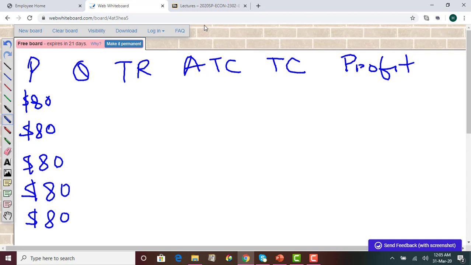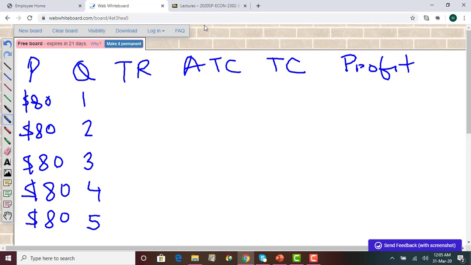Then we are given the quantity. Let's say I am the farm and I produce only 1 unit. In the second point, I produce 2 units. In the third point, I produce 3 units, and so on, 4 and 5.